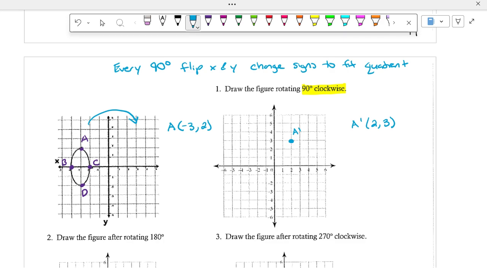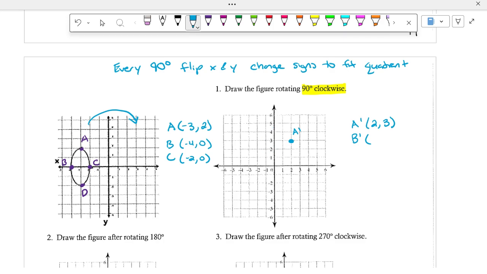So if it starts on the x-axis, where will it end up if I rotate 90 degrees? The y-axis. Now, is it going to be the top of the y-axis or the bottom? The top. All right. So these points are originally at -4, 0 and -2, 0. So where would B prime be, if I know it needs to end up on the top of the y-axis?